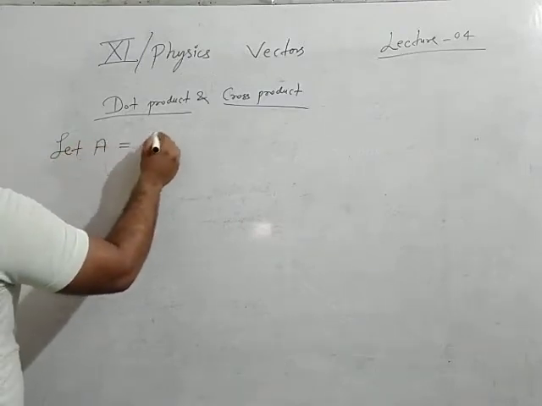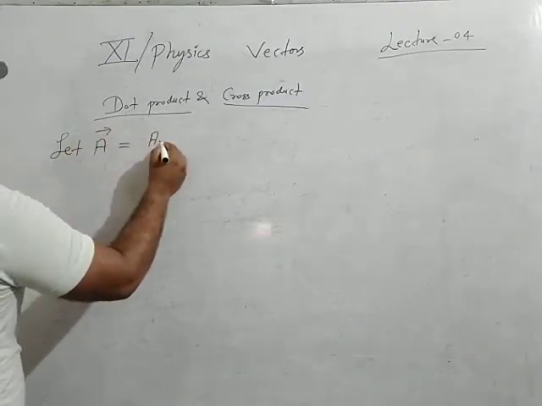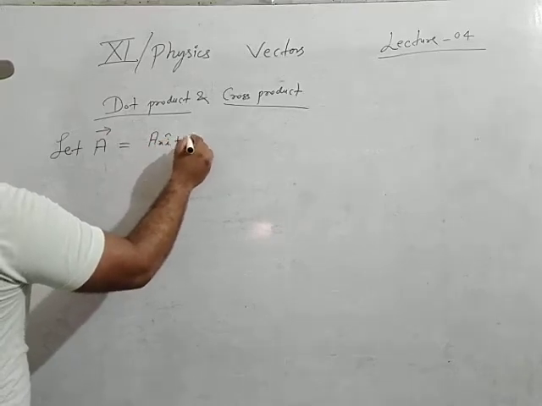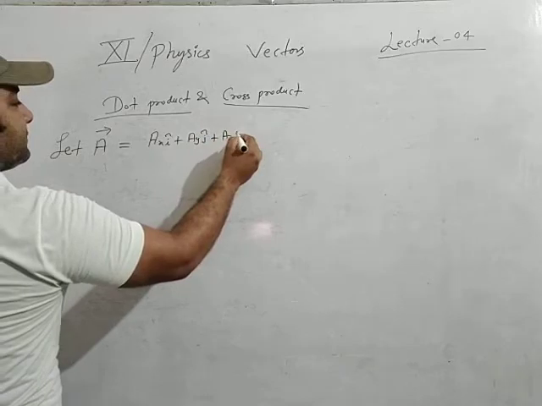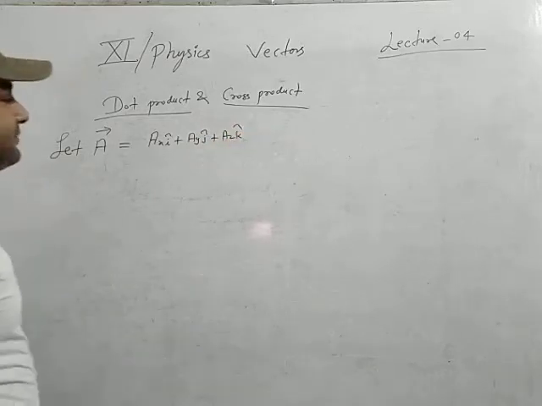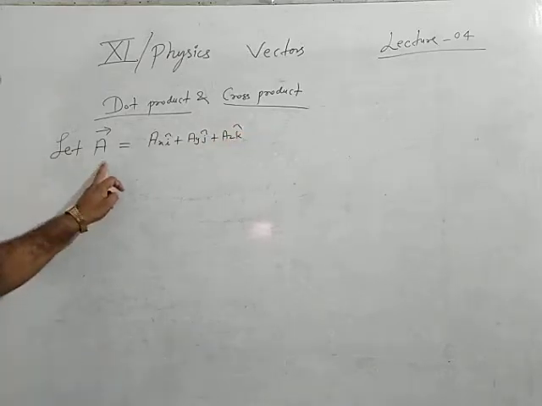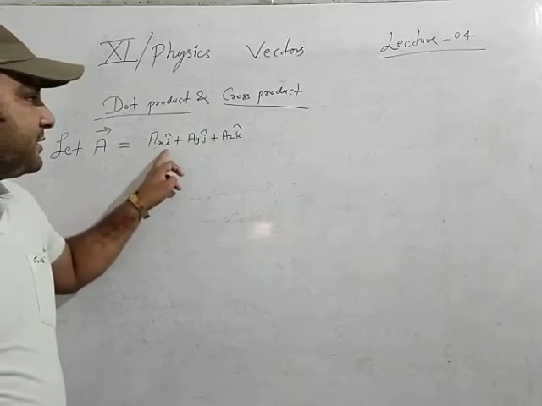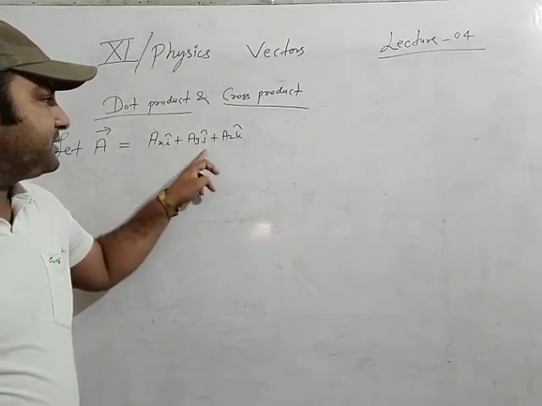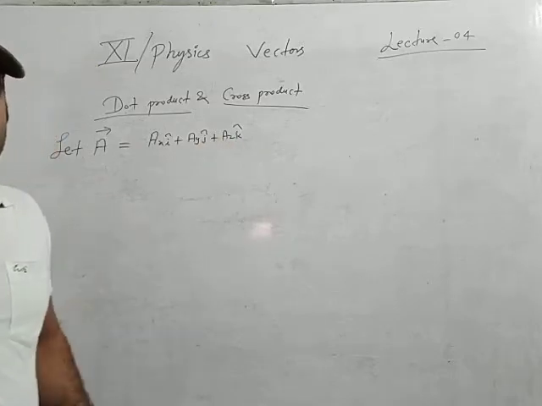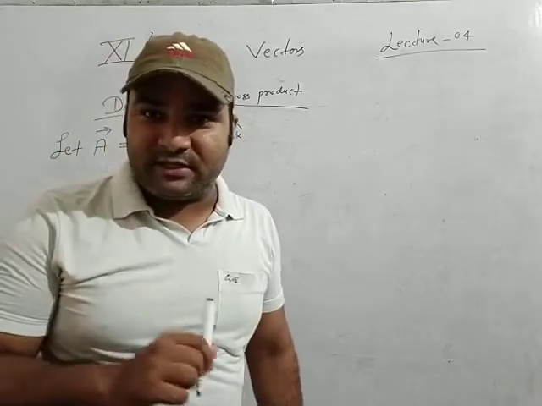vector A is equal to axi plus ayj plus azk. This is the representation of vector A in three dimensions. i, j, k are the unit vectors along x axis, y axis and z axis.